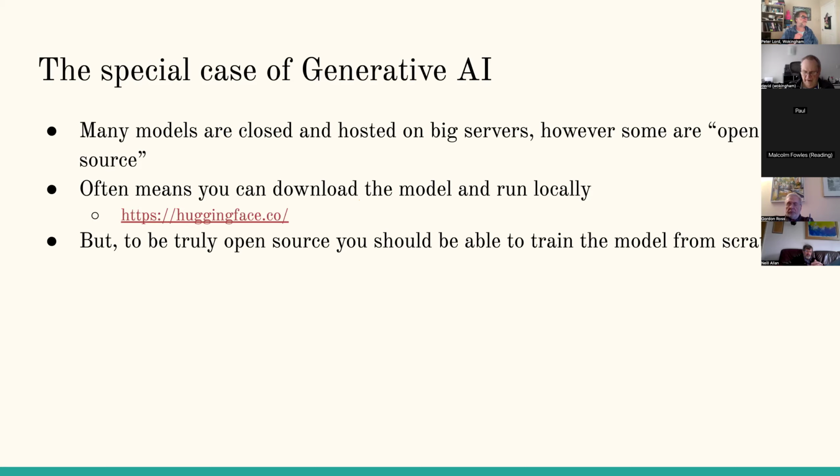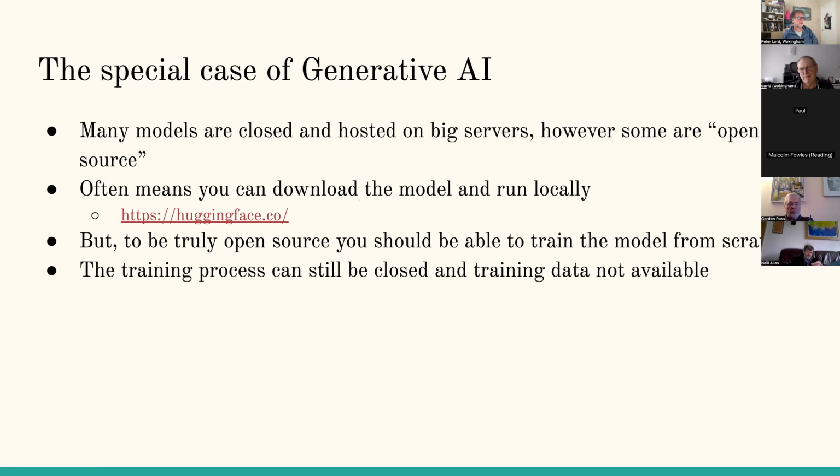But here's the thing with open source generative AI. To be truly open source, you should be able to train the model from scratch. In other words, go through this build process. When generative AI models are tagged as open source, it generally means you can just download them, not reproduce the training. So really, when you see an open source generative AI, it's probably not really open source. It doesn't give you everything you need.